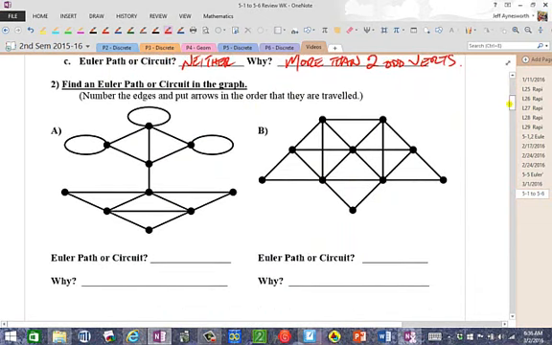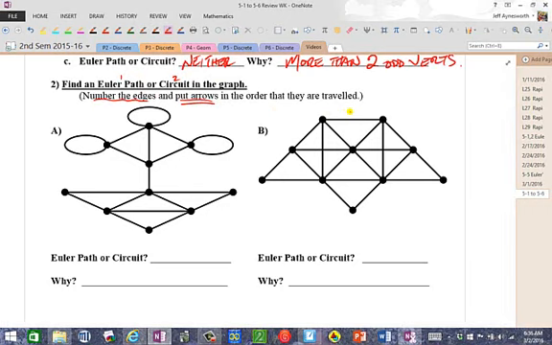Now once you know it exists, you've got to find it. On this one here, you're going to decide whether it has either an Euler path or a circuit, one of the two. You have to number the edges. Read the directions, and you have to put arrows in the order as they are traveled. So the first thing we do is decide whether we have a path or circuit. So we look at the degrees. 1, 2, 3, 4, 5. Ooh, this is odd.